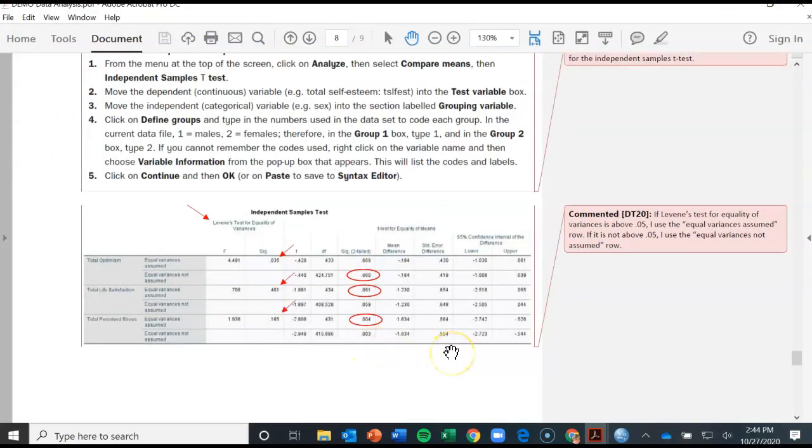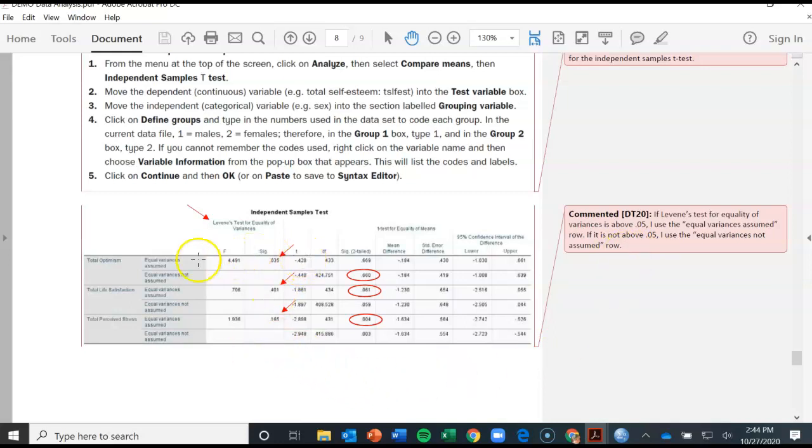All right, now this table is very busy. There's a lot of information in it. The first part that we have to look at is this section called Levene's test for equality of variances, because that determines which of these options, equal variance is assumed or equal variance is not assumed, you will look at in terms of your significance value. So if Levene's test for equality of variance is above 0.05, you use the equal variances assumed row. If it's not above 0.05, you use the equal variances not assumed row.